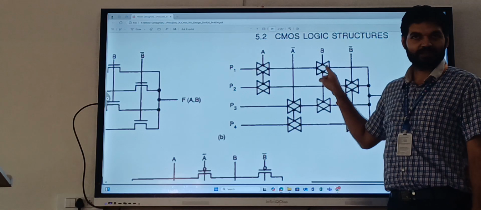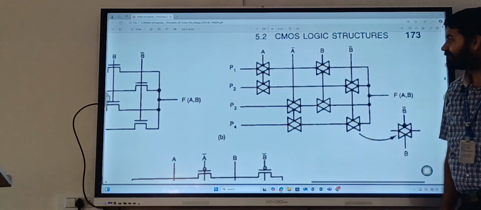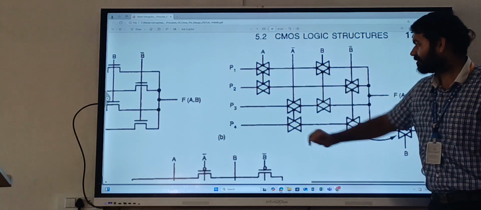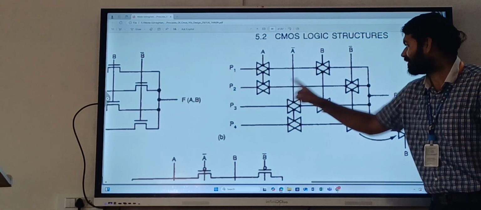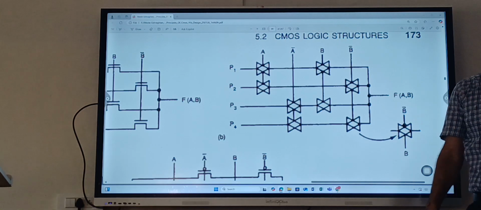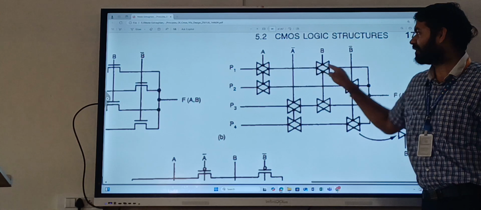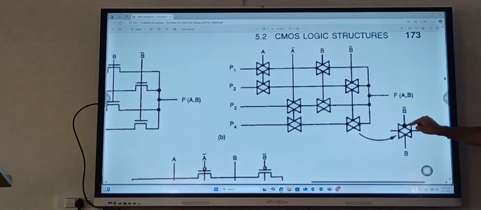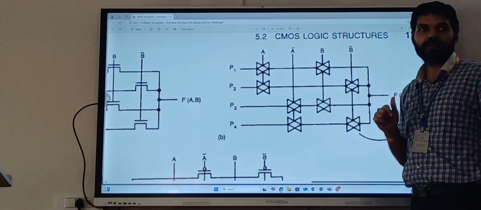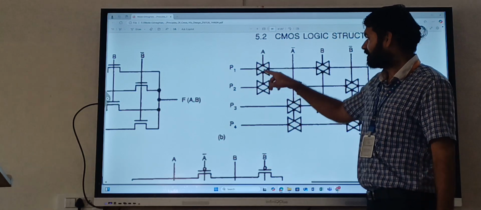Both the TGs are on. Same, A and B 0 0, check all the others. The others should all be off, or at least one of the two should be off. This is on and this should be off, so that this won't pass to the output. So if A and B are 0 0, these two are on because I have PMOS at the top, NMOS at the bottom. So these two are on.